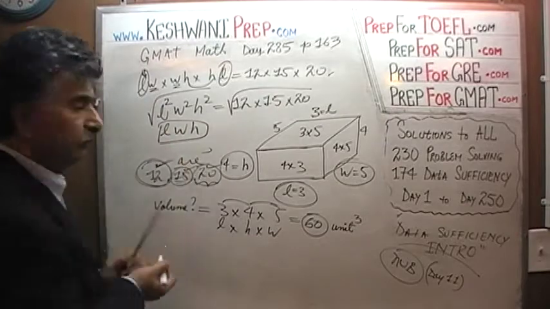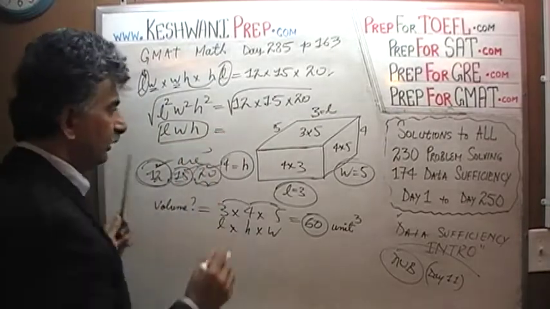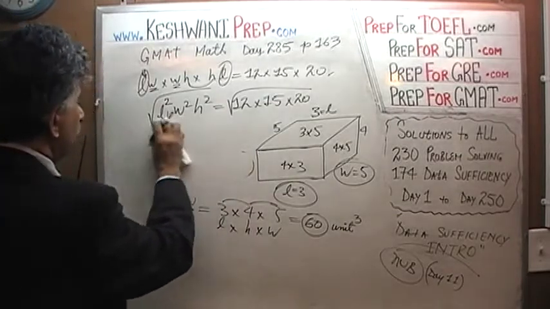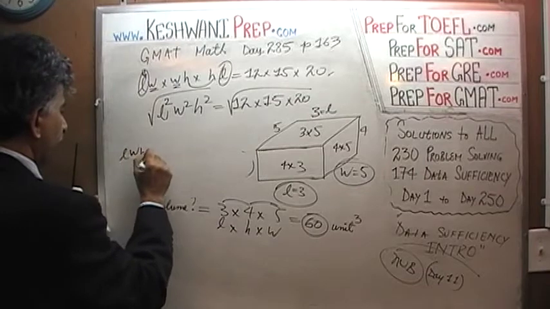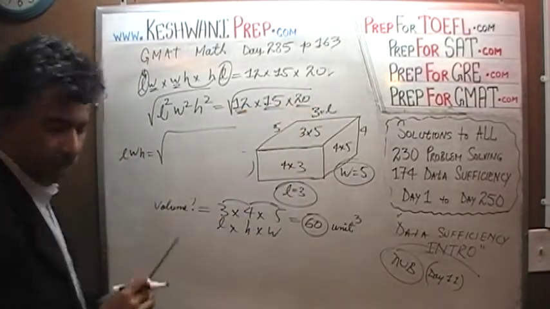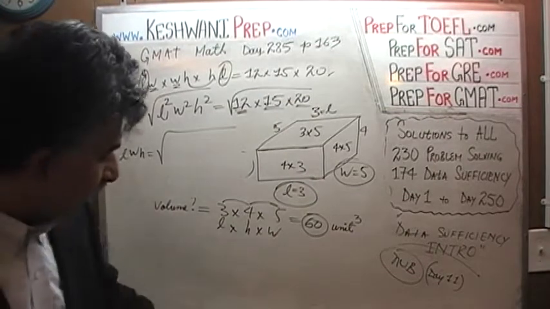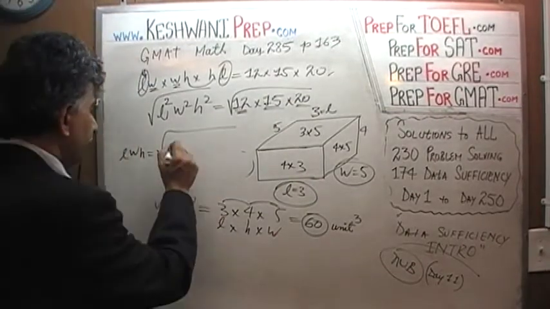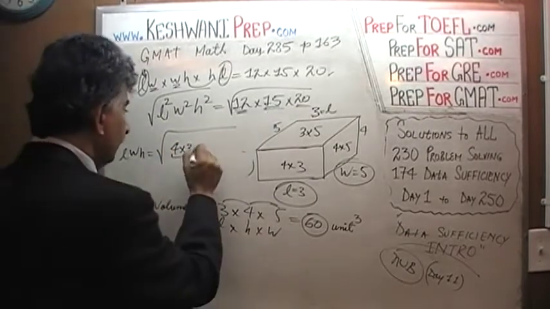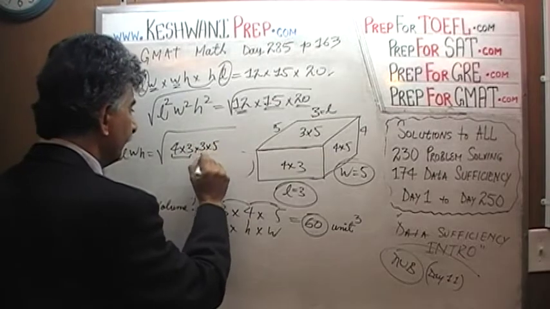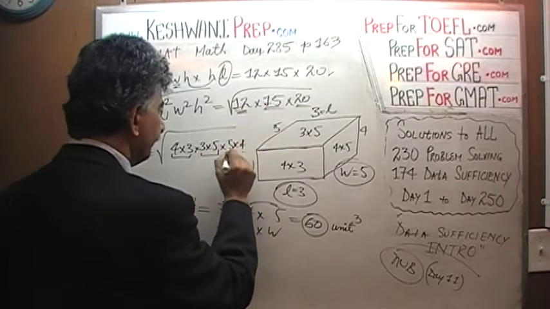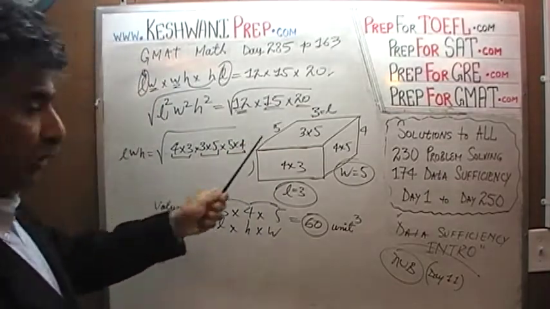This is your volume. And this volume, length times width times height, now we know equals the square root of 12 times 15 times 20. Well, we can write 12 as 4 times 3. This is our 12. We can write 15 as 3 times 5. This is our 15. And we can write 20 as 5 times 4. This is our 20. And now we have to take a square root of the whole thing.